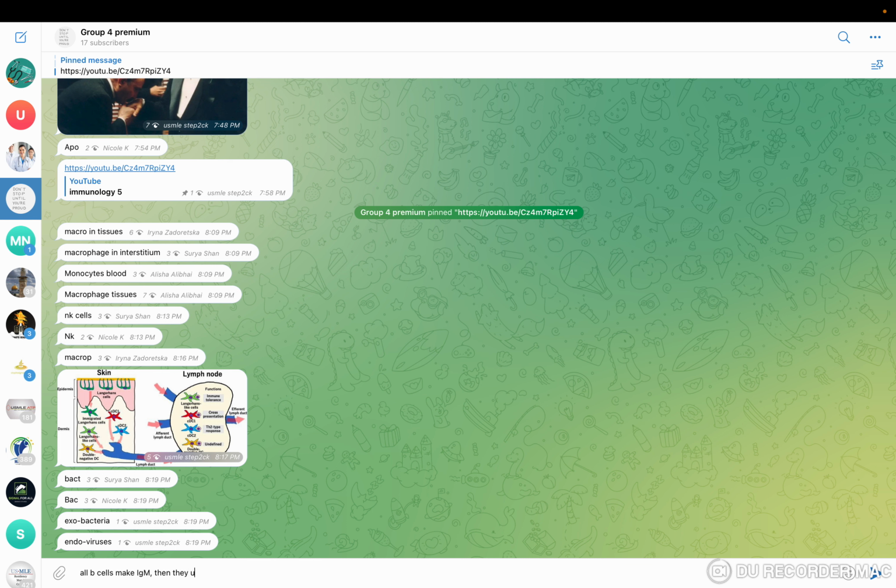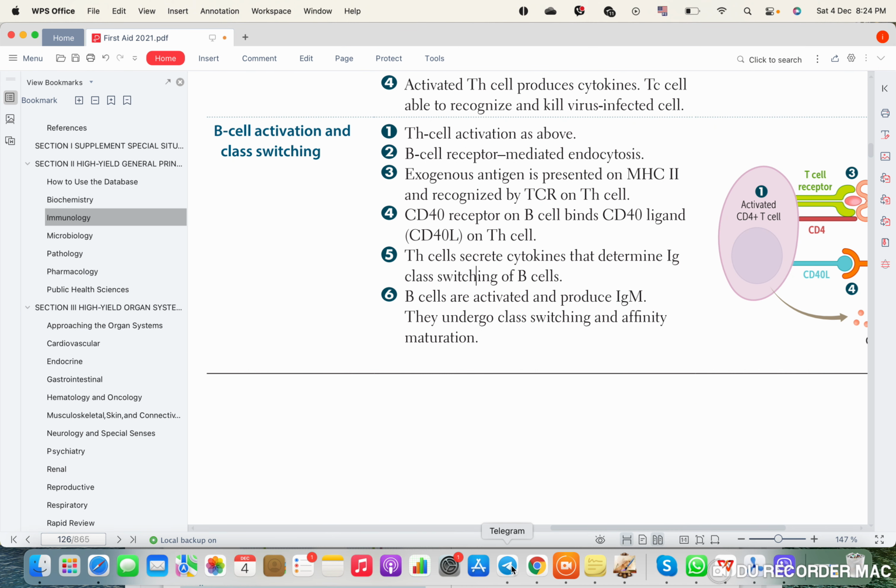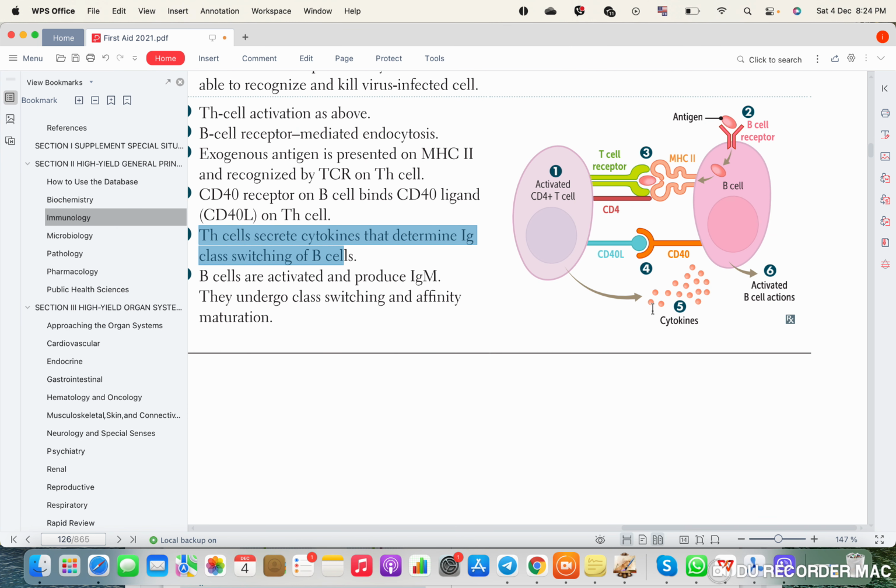Then they undergo the process of class switching, in which that IgM can now become IgG, IgA, or whatever Ig it wants, okay? That's class switching. So T helper cells secrete cytokines that determine the Ig class switching from the B cells.